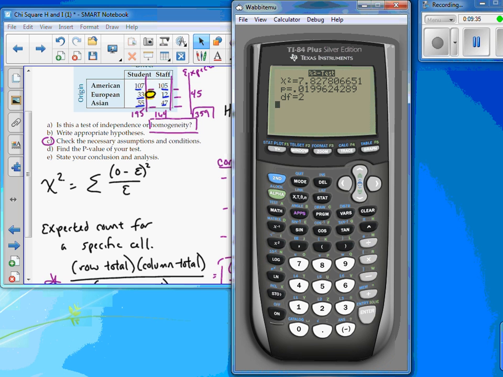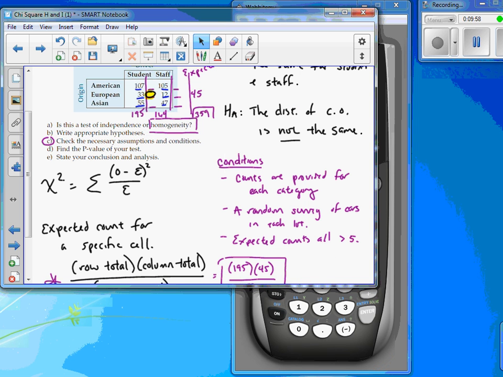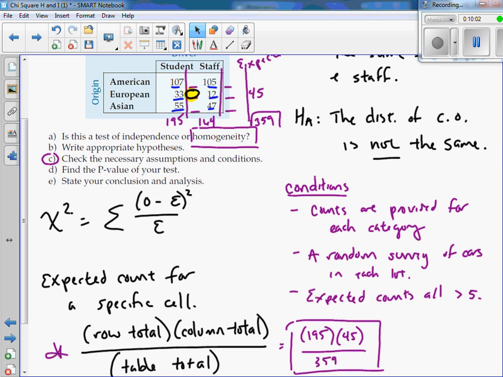So we're going to look at B. If you hit calculate, it gives me my chi-square value, my p-value, and the degrees of freedom, which we'll talk about again in a second. But if you go back to the matrix menu, and go over to edit, and go down to B, that wasn't there before, and now all of the expected counts are there. If you notice, all of them are greater than 5. So our conditions have been met. So there's two ways you can look at expected counts. Row total times column total divided by table total for each, or you can use your calculator. All right.